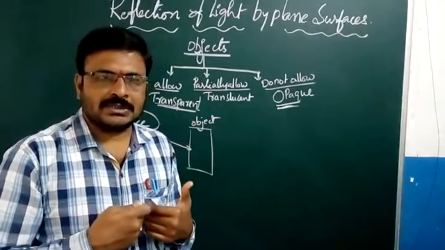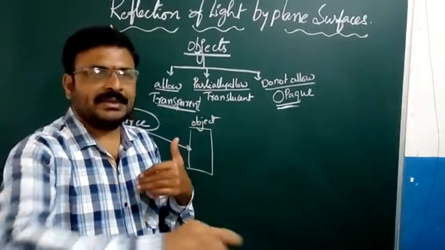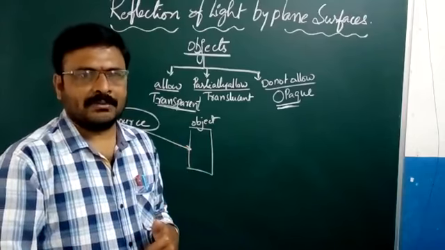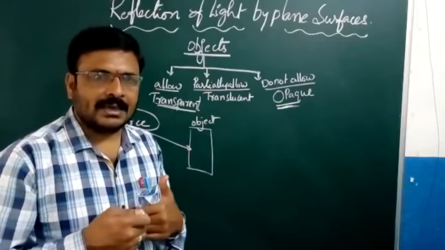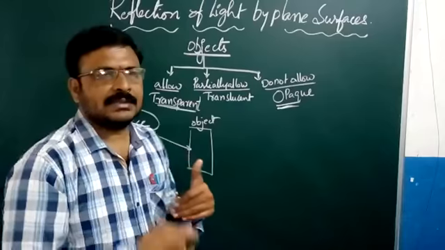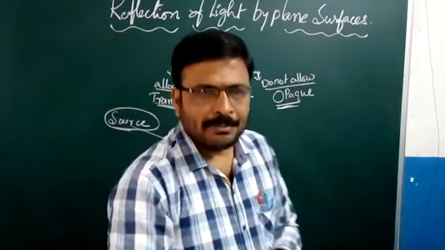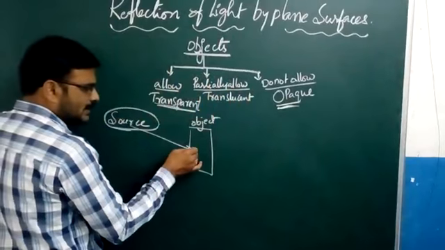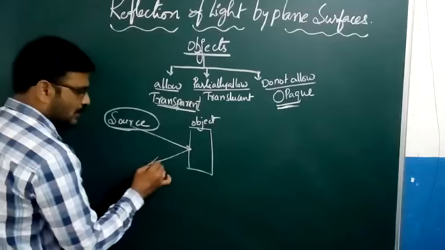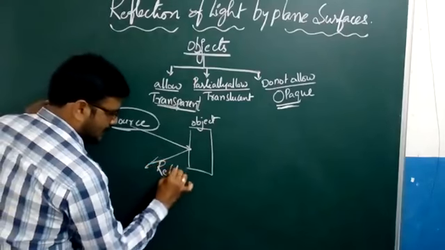So what happens to this light? This light will be moving in the backward direction. If the light energy is not allowed to pass, then this energy will go in the backward direction. That moving in the backward direction is called reflection.